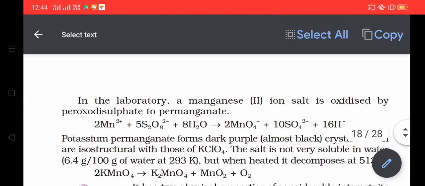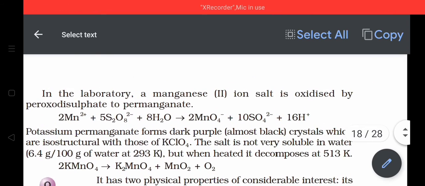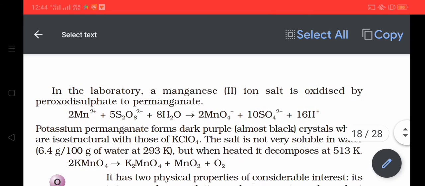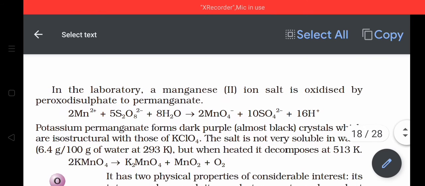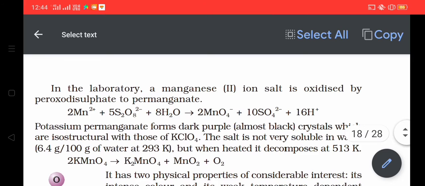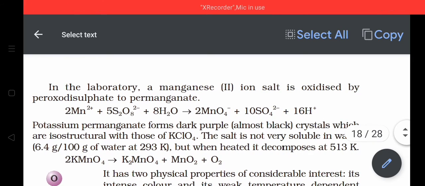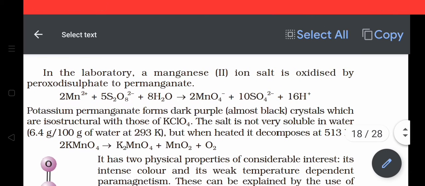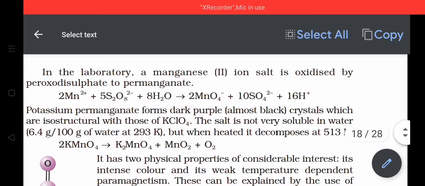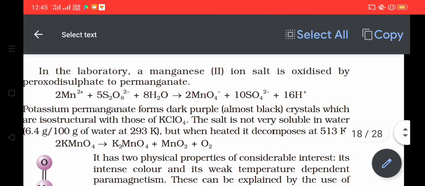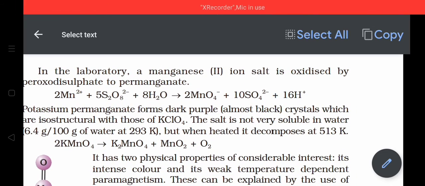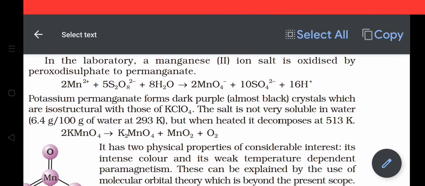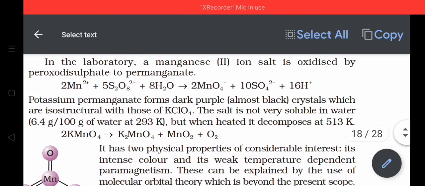Now the laboratory method. In the laboratory method you take manganese 2 salt and these salts are oxidized by means of peroxodisulfate. Peroxodisulfate is S2O8 2 negative. When Mn2 positive reacts with S2O8 2 negative in presence of water, it gets converted into MnO4 negative, plus SO4 2 negative, plus H positive are produced. Learn the balanced equation.